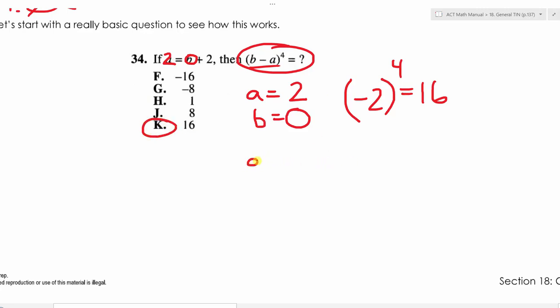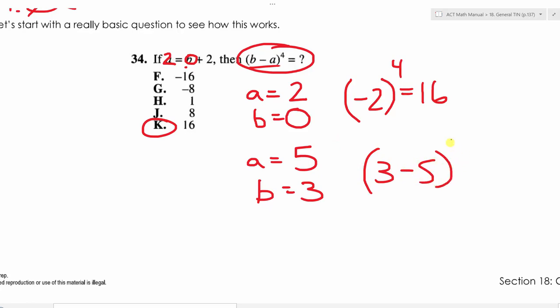And if you're suspicious and wondering how you got that answer so easily, one of the things you can do is try a different number. Let's say we try a equals 5. That means b is going to equal 3, because 3 plus 2 is 5. So in parentheses we get (3 minus 5) to the fourth, and again that is negative 2 to the fourth, and that equals 16. So no matter what we use, whether we use 0, or 5 and 3, it doesn't matter. We're going to get the answer that we need to get.